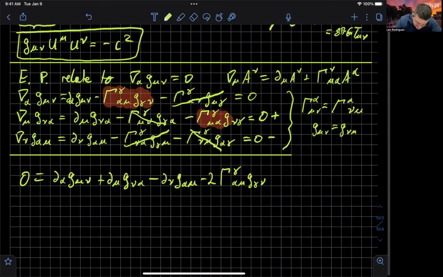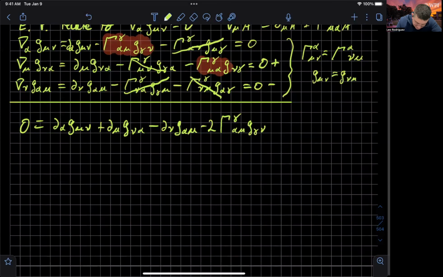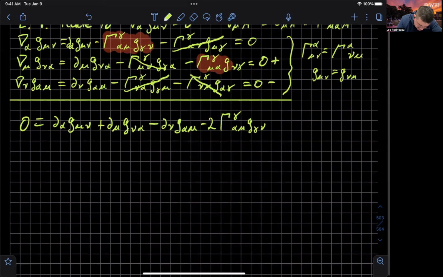So this is my only equation left here. And now, like I said, this allowed us to single out one single gamma. And so now we can solve for this one gamma by bringing it to the other side. I'll keep the metric on it for now to avoid confusion.